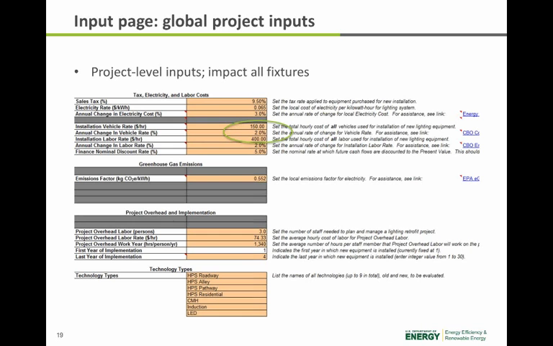Okay, here's the project level or global level input section of the input page. So you can see I've entered data for a wide variety of variables such as sales tax, electricity prices, and in the green circle there I've highlighted the installation vehicle rate of $150 an hour and the installation labor rate of $400 an hour that I highlighted on the previous slide.